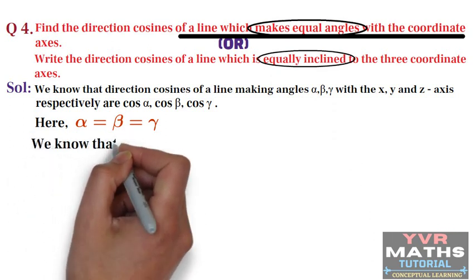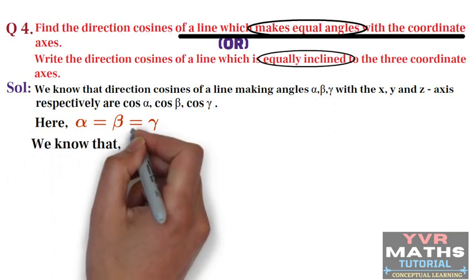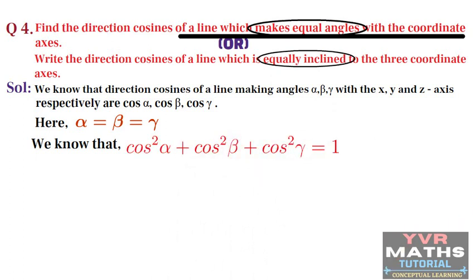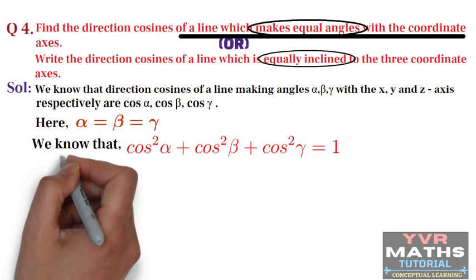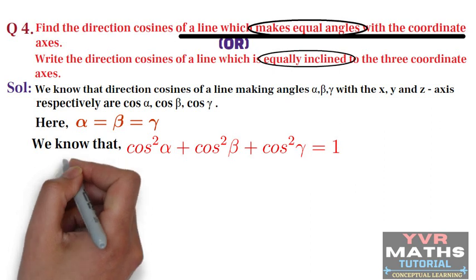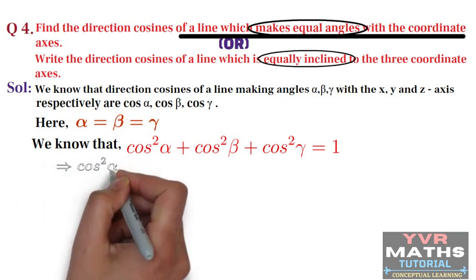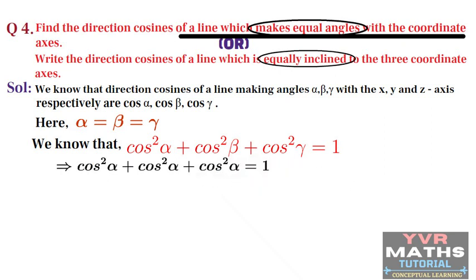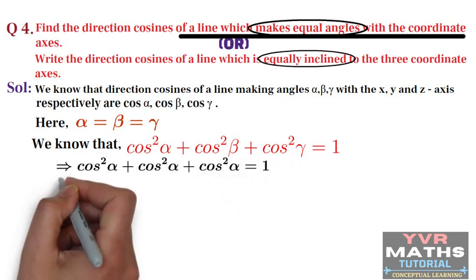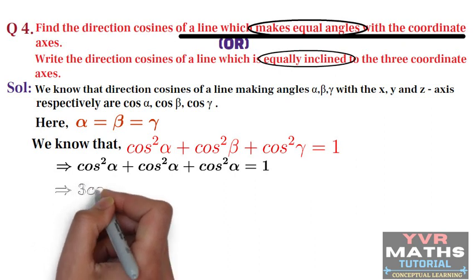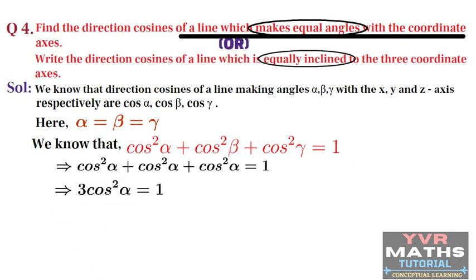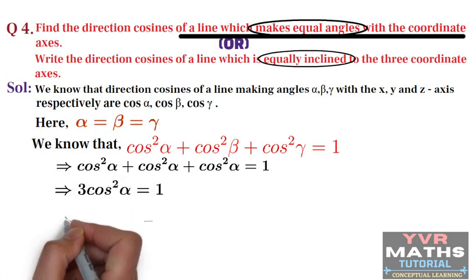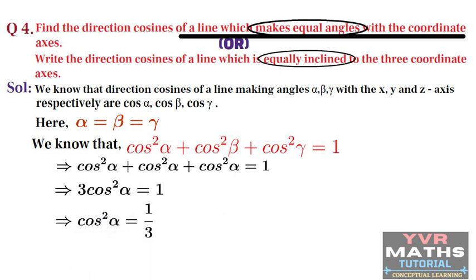We know that cos² alpha plus cos² beta plus cos² gamma is equal to 1. I am substituting beta equal to gamma equal to alpha. Then cos² alpha plus cos² alpha plus cos² alpha is equal to 1. That is 3 cos² alpha equal to 1. Then cos² alpha is equal to 1 by 3. Then cos alpha is equal to plus or minus 1 by root 3.